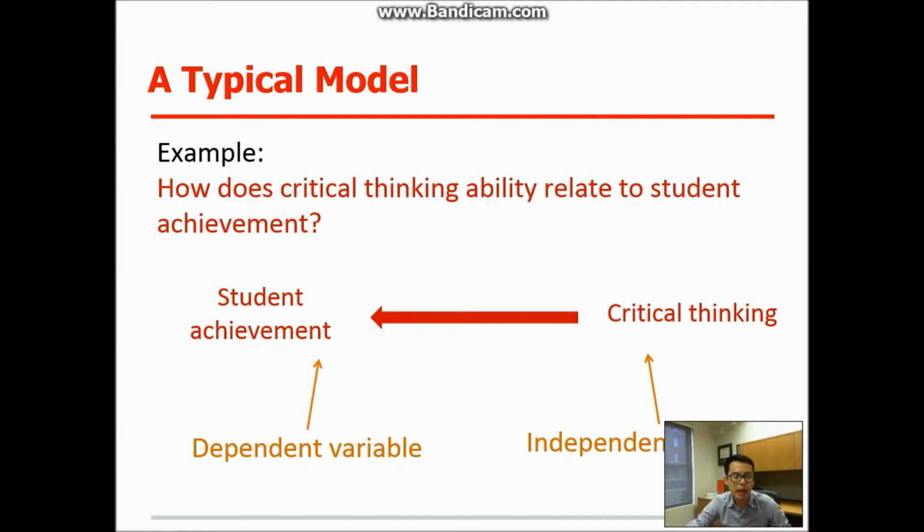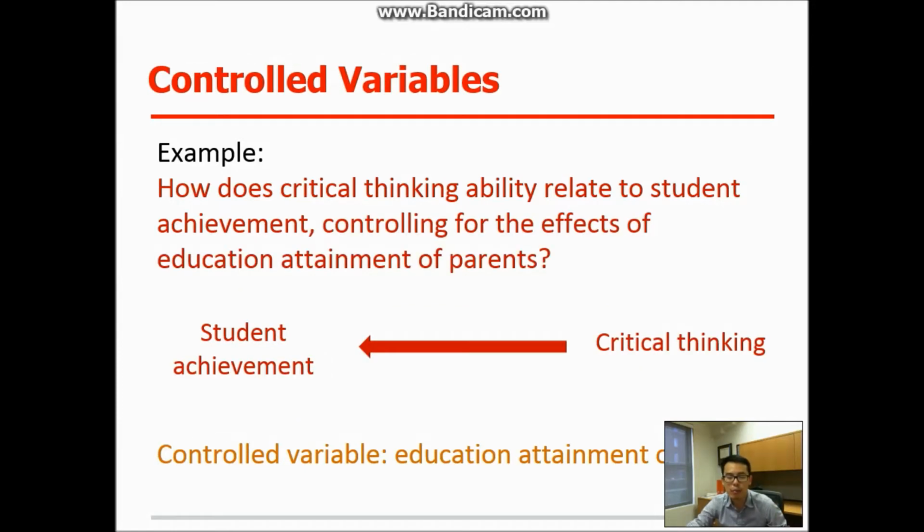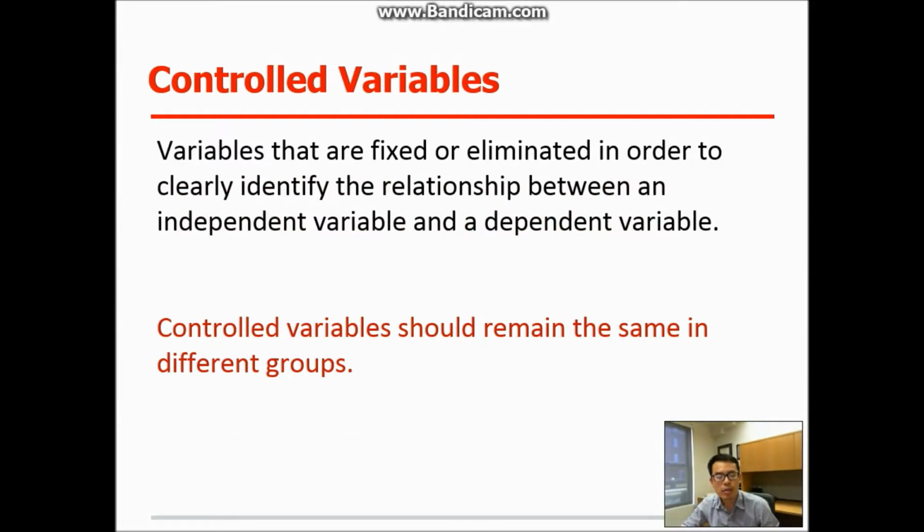Another important concept is called controlled variable. So when you are doing an experiment, you want to control your environment to maintain the same speed, the same temperature, the same elevation. Those are called controlled variables. And the same can apply to a social science study. When you are comparing different groups, you want to keep the same age groups, the same gender, the same religious belief, the same education background. Those are controlled variables for your case study. So controlled variables should always be the same in different groups.